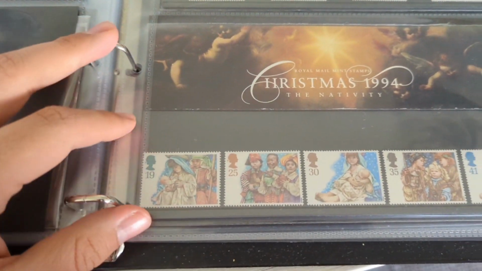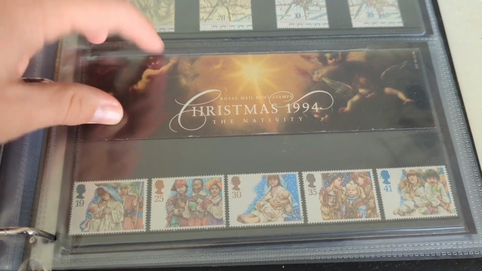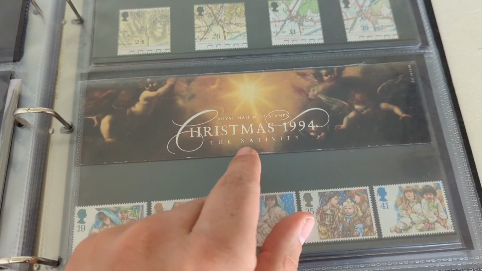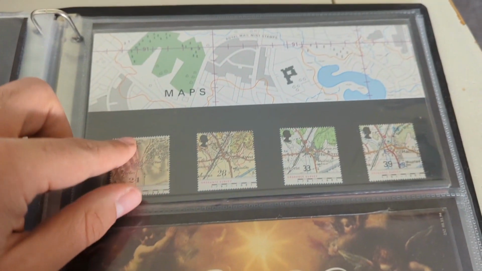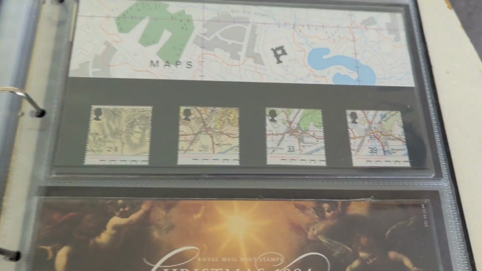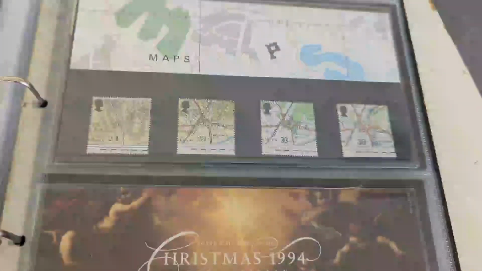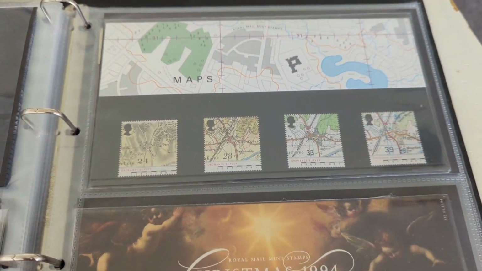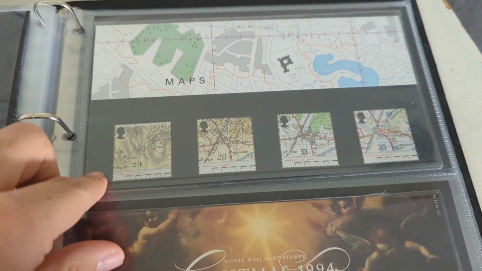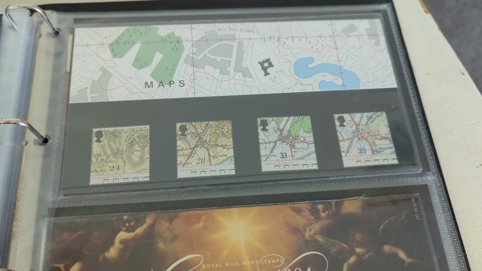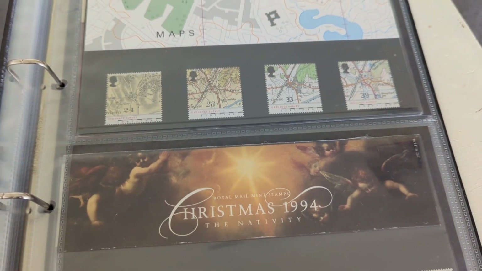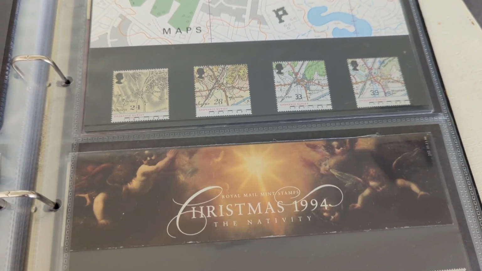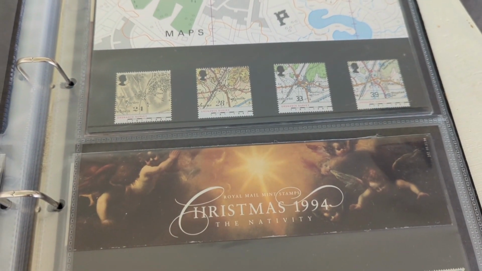There's also these which are called presentation packs. So they've got all the stamps in there. For example, this is the Christmas 1994 Nativity. There's a maps one, and they've usually got a bit of information inside about them, where they're from, what they were made for, a bit of history about these. For example, that's the origin of the Ordnance Survey maps, I believe. So that's the main thing. As I say, hopefully I've covered the basics at least.